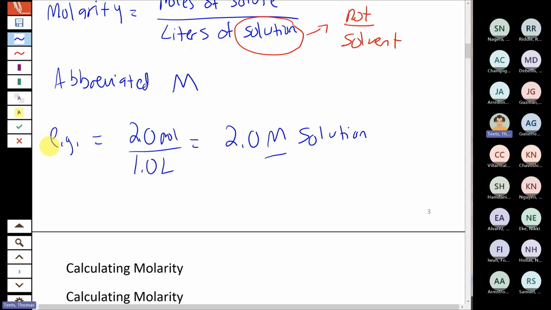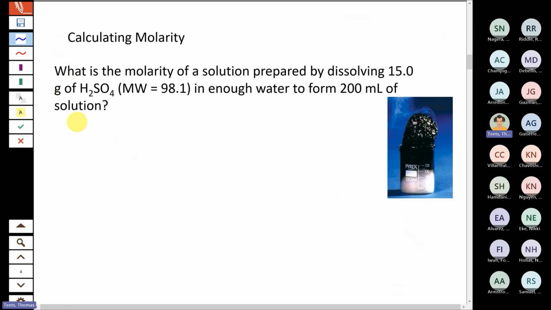All right, so let's just do one where we have to calculate molarity. This is getting at the question that was just asked about how we deal with masses of solutes and things like that. So here we have a solution that's prepared by dissolving 15 grams of sulfuric acid, H2SO4, in enough water to form 200 milliliters of solution. Now, this picture here is not actually sulfuric acid, but this is what happens if you add sulfuric acid to, I believe that's sugar, but if you add sulfuric acid to carbohydrates, it basically just chars it. It's not pretty. Which is why you shouldn't add it to your skin, by the way. But anyway, what we're going to do here is just calculate molarity. So we just need the moles of solute and the liters of solution.